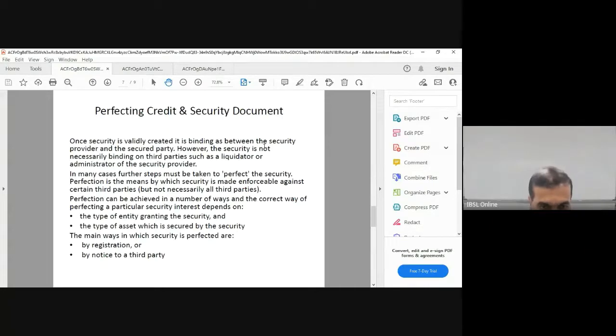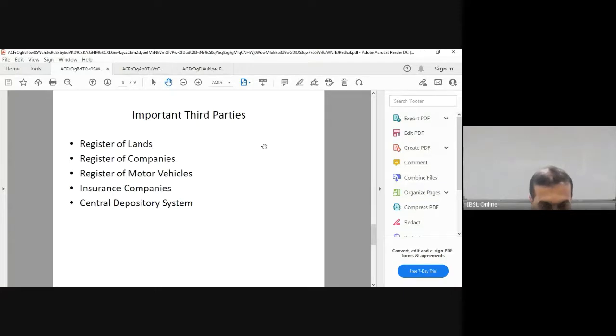So this part of the presentation I discussed already: perfecting credit security documents, in the sense of getting the signatures duly, and also registering and notifying the third parties. These are the important third parties: register of companies, land registry, register of motor vehicles, insurance companies. If there is security like insurance policies, then you have to assign the insurance policy. So assignment has to be done prior to the disbursement of the loan. And if you go with shares, then CDS is a very important place to do the documentation part.